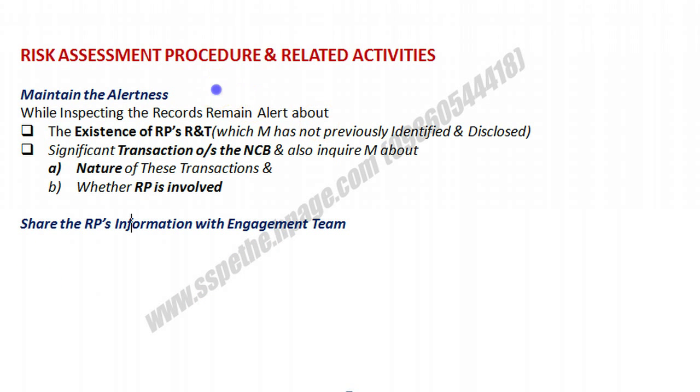The next thing which you have to do is maintain the alertness. While inspecting the records of the organization, you should try to find the existence of relations or transactions with the related party, whether management has previously disclosed or identified such relations or not. And second thing, you have to remain alert about the significant transaction which are outside the normal course of business and try to find out the nature of such transactions and whether the related party is involved in such transactions or not. Once you do this, you have to share the related party information with the engagement team.